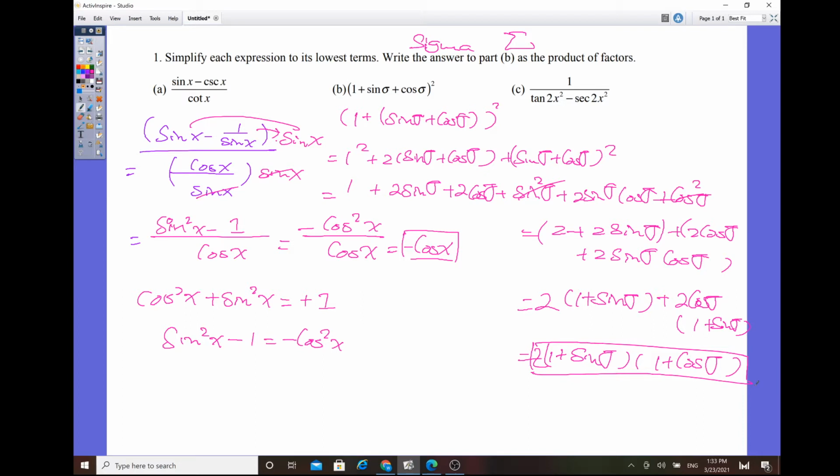Alright. And now, what about for C? Okay, so let's check it out for C. Let me just clear all the annotation.